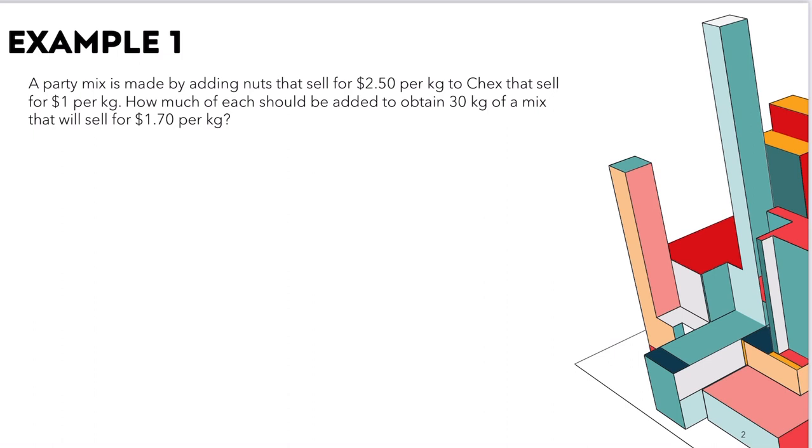So our first example is a party mix, made by mixing together nuts that sell for $2.50 per kilogram and Chex that sells for $1 per kilogram. How much of each should be added to obtain 30 kilograms of a mix that will sell for $1.70 per kilogram? When it comes to these mixture problems, we've always got to make a table.